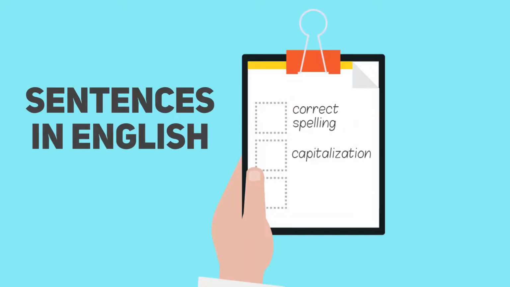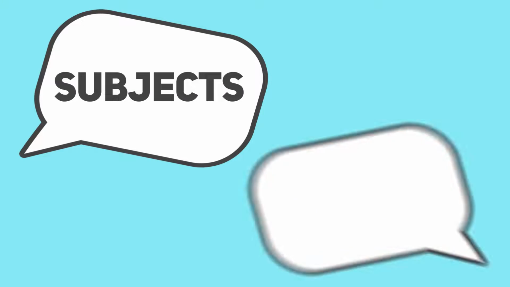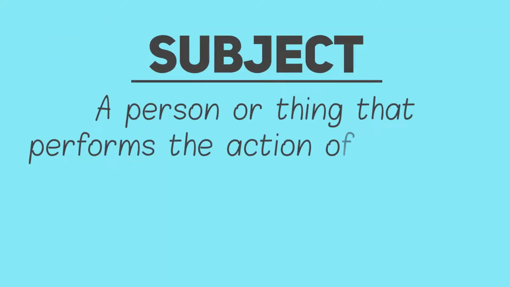How is that? This is because sentences in English need a few more things besides correct spelling and capitalization in order to become good, solid sentences that convey meaning. We cannot talk about good sentences without talking about subjects and verbs. A subject is a person or thing that performs the action of the verb.